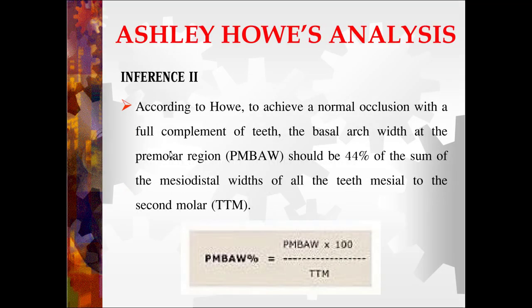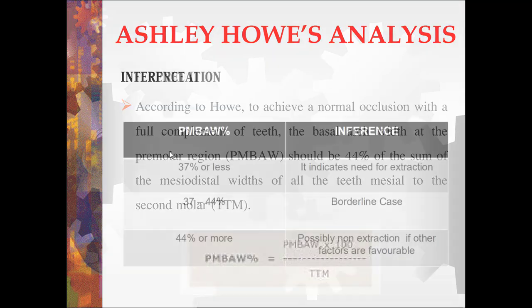The second inference is for extraction versus non-extraction. It is the premolar basal arch width percentage. The formula is premolar basal arch width times 100 divided by total tooth material. The ideal percentage should be 44% in a well-aligned arch.